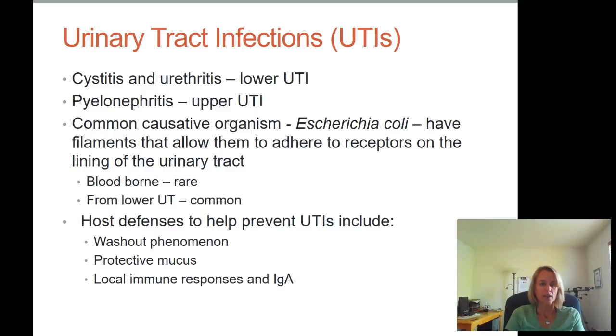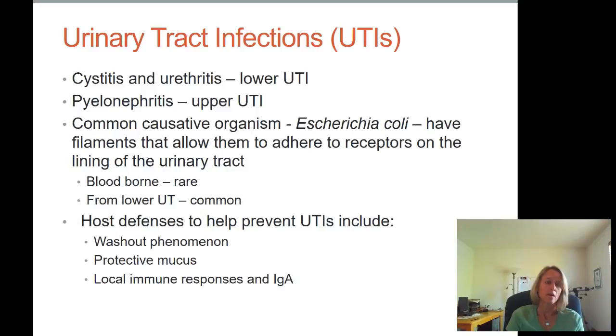Cystitis and urethritis. These are both lower UTI infections, lower urinary tract infections. Pyelonephritis, that's an upper urinary tract infection. A common causative organism is E. coli. They have filaments that allow them to adhere to the lining of the urinary tract, and this is a place where they can get established and you can get an infection.